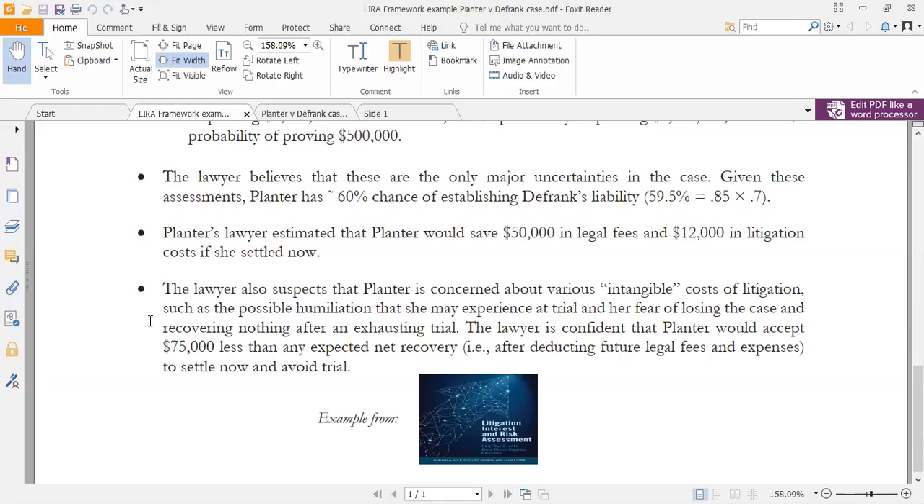The lawyer also suspects that Planter is concerned about various intangible costs of litigation, such as the possible humiliation that she may experience at trial and her fear of losing the case and recovering nothing after an exhausting trial. The lawyer is confident that Planter would accept $75,000 less than any expected net recovery, that is, after deducting future legal fees and expenses, to settle now and avoid trial. So based on these facts, how should Planter's lawyer evaluate the case?